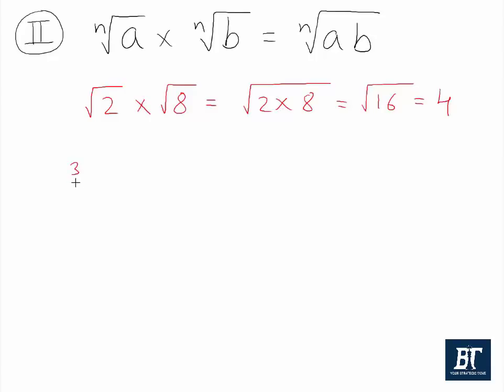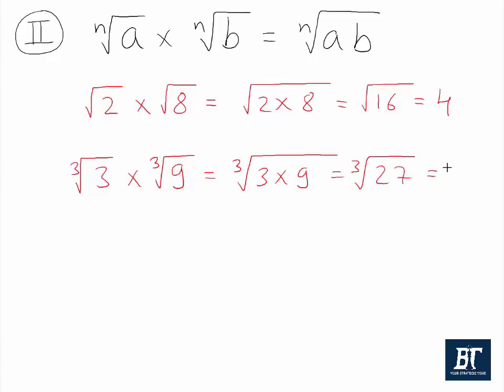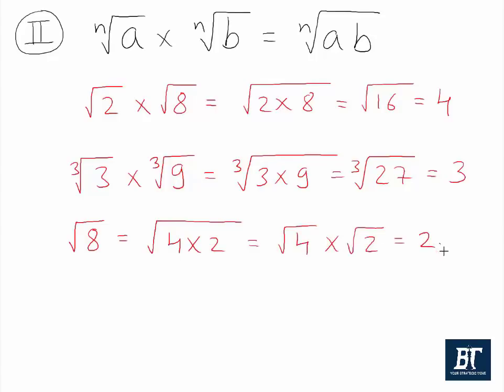Another example, cube root of 3 multiplied by cube root of 9. So this equals cube root of 3 multiplied by 9. So this equals cube root of 27 equals 3. Now one should memorize this formula from left to right as well as right to left, meaning we can split numbers like, for example, root 8, we can write this as root 4 multiplied by 2. So this equals root 4 multiplied by root 2. So this equals 2 root 2.